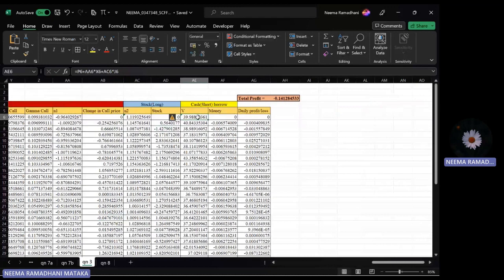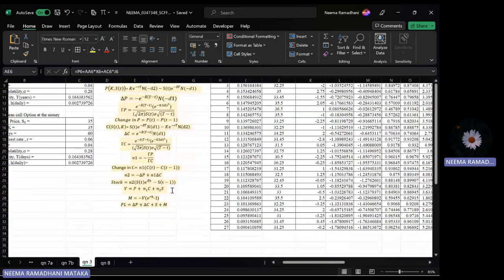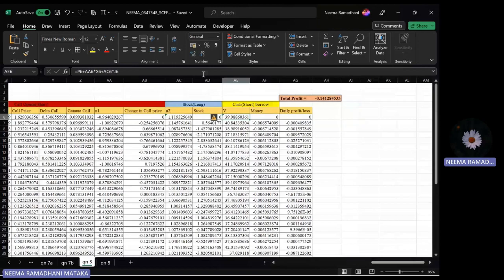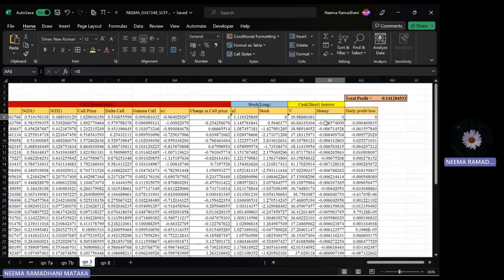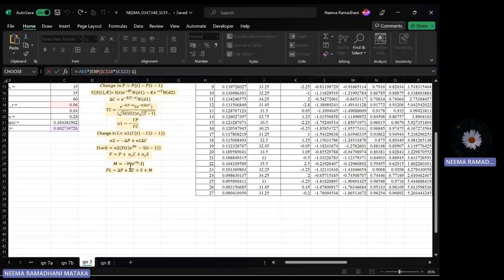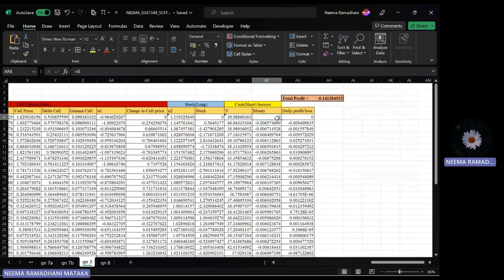To calculate the cash component, you should have the values of V and your money. V equals E plus N1 C plus N2 S. So this is the formula for V. To get your money values, we have to use the values of V. So it's going to be negative V bracket e to the power r h minus 1. That's how I'm getting the values of my money column.